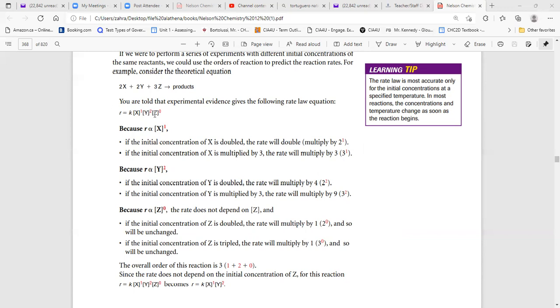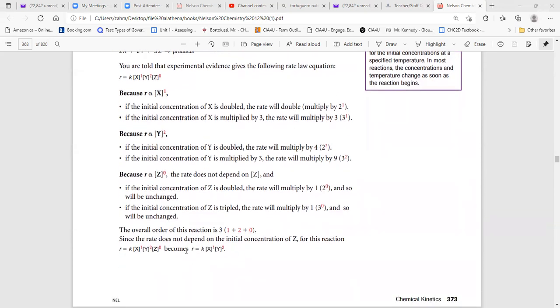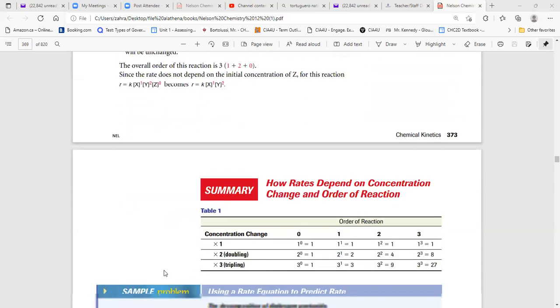If Z becomes 2 times bigger, 2 to the power of 0 is 1, or 3 times bigger, 3 to the power of 0 is 1, so it means it won't affect the rate of reaction. It means the overall rate of reaction is just k, X to the power 1, Y to the power 2, because Z to the power 0 is 1 and doesn't have an effect.